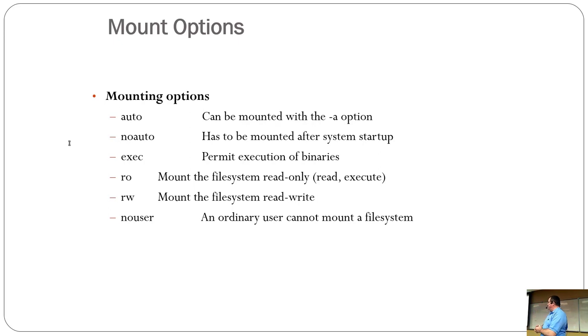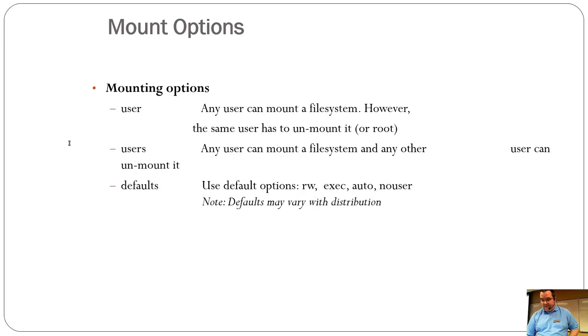rw means read write. nouser means an ordinary user cannot mount a file system. That means if you say nouser, only root can mount the file system. If you go user, any user can mount it. However, it has to be the same user that unmounts it, or you have to be root. So if I have permissions to mount a file system and I mount it, he can't unmount the file system. But he could if he's root. If you go users, anybody can mount and unmount.